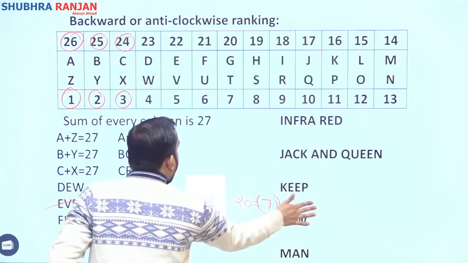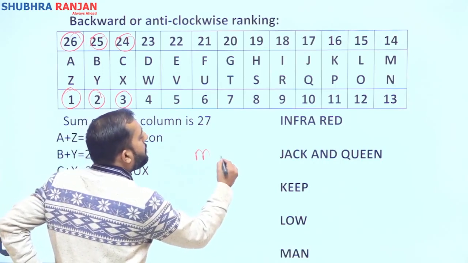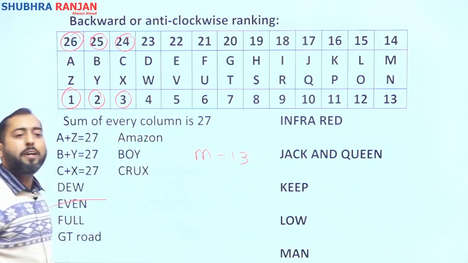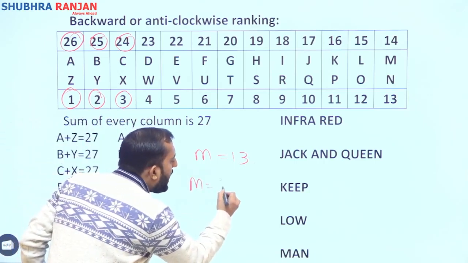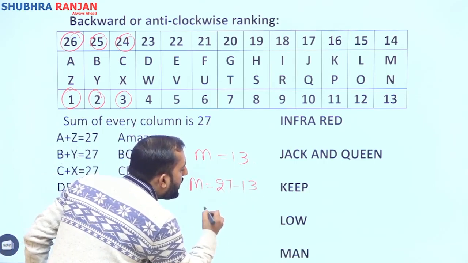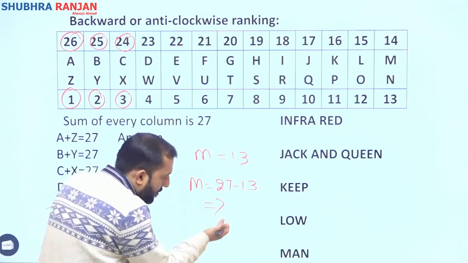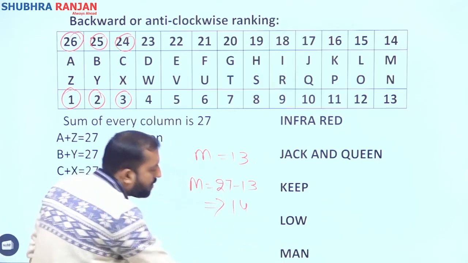For example, I know forward-wise M is 13. I want to find out its backward-wise position. So what will I do? I will subtract 13 from 27, which is 14.